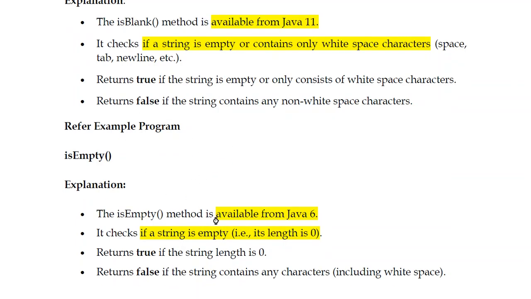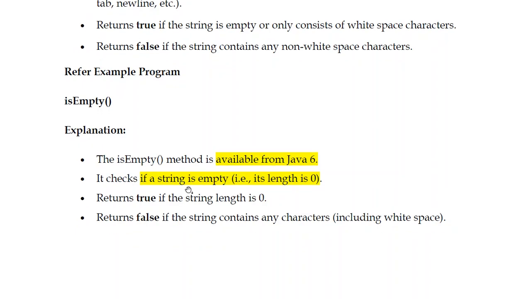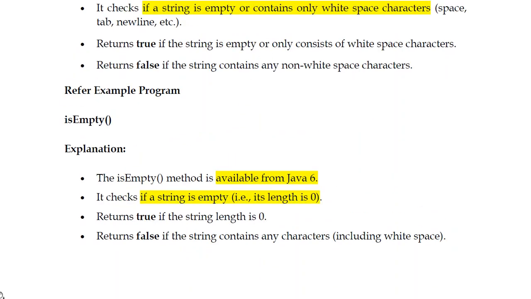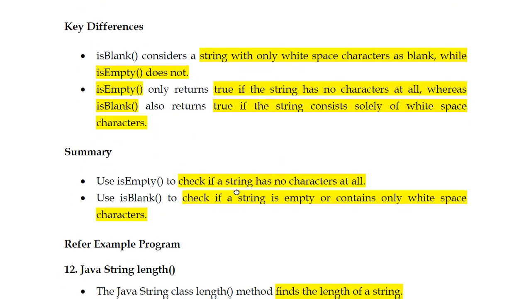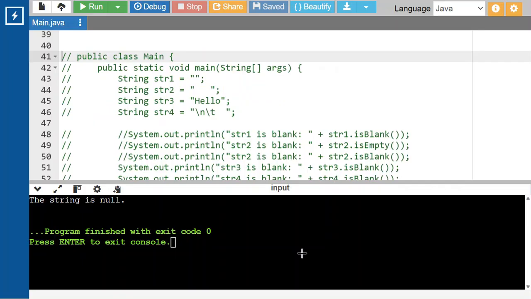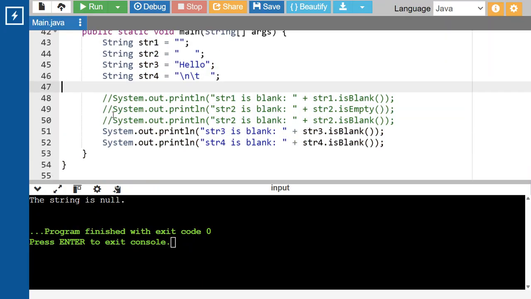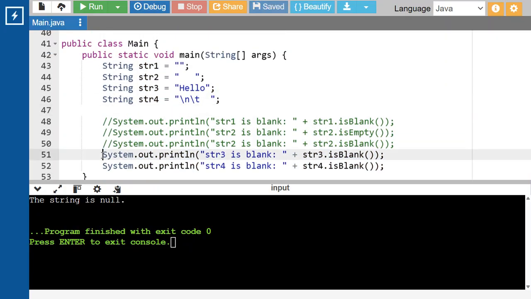From Java version 6 onwards, the isEmpty method is supported. But what is the isEmpty rule? Length should be 0. But isBlank, what is that? Empty or it contains only white space characters. We'll discuss it, then you can easily understand. So uncomment this. See here, first we'll discuss it one by one.